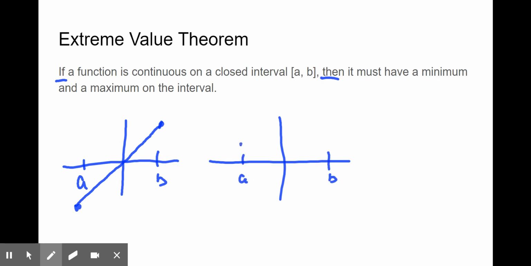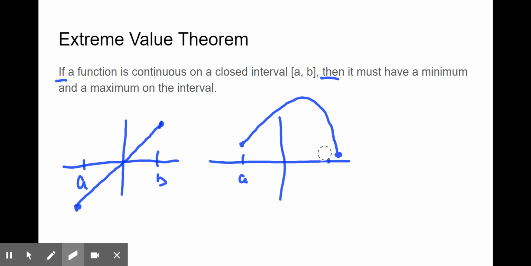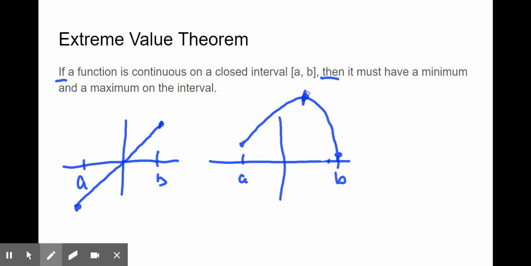Here's another one. All right, let's go to B here. So this point up here is a relative max. It's also the absolute max, right? And then B is the absolute min. It's the endpoint, okay?